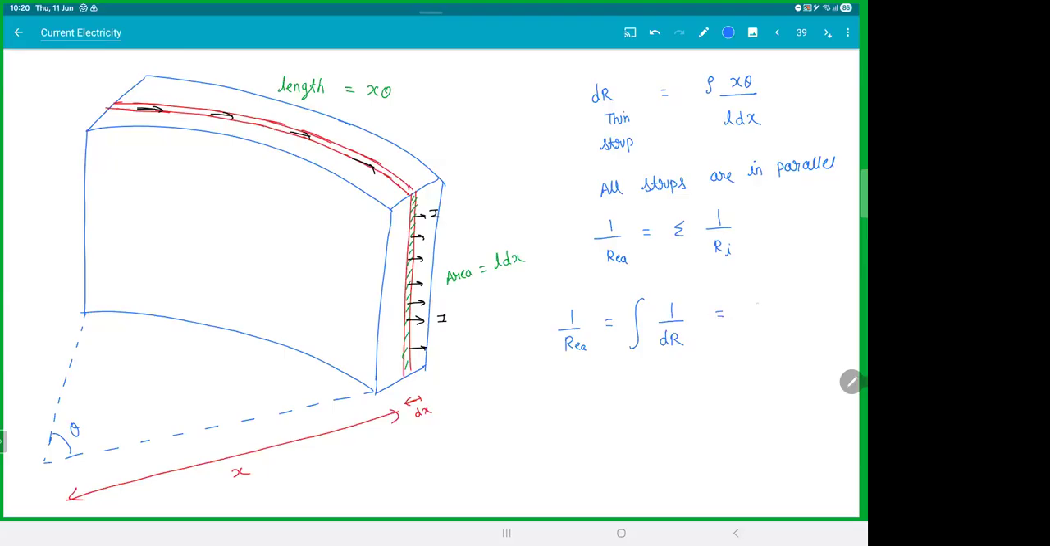So if you integrate this 1 by dr, you will get L dx by rho theta x. And the limits will go from a to a plus d. So this will give you 1 by R equivalent is equal to L by rho theta ln of (a plus d) by a. Reverse this. You get rho theta by L into ln(1 plus d by a). That's your resistance, everyone. Have a look at this.